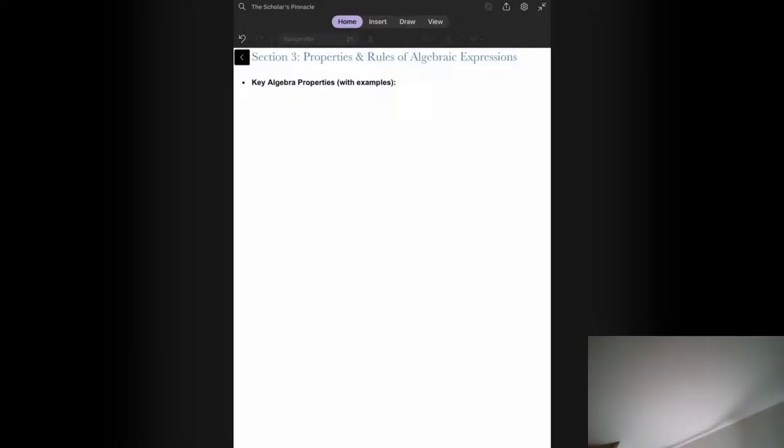Section 3, properties and rules of algebraic expressions. Here are some key algebra properties and examples to follow. Number 1, commutative property. A plus B is equal to B plus A, and A times B is equal to B times A. Here are some examples.